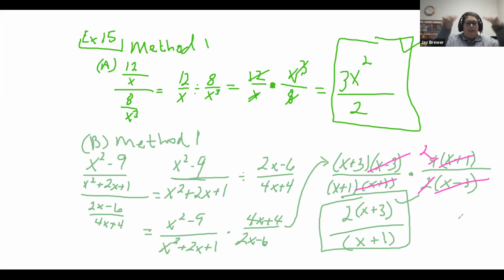Having been on the teacher side for a very long time, I can tell you that the reason other teachers tell you to leave it like that is because now you can see it's all nice and neat. You see where all your factors came from. Nothing else can cancel out, and you have no other questions, okay?